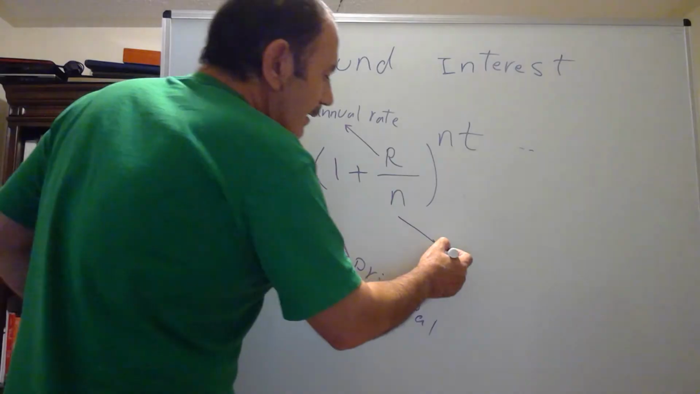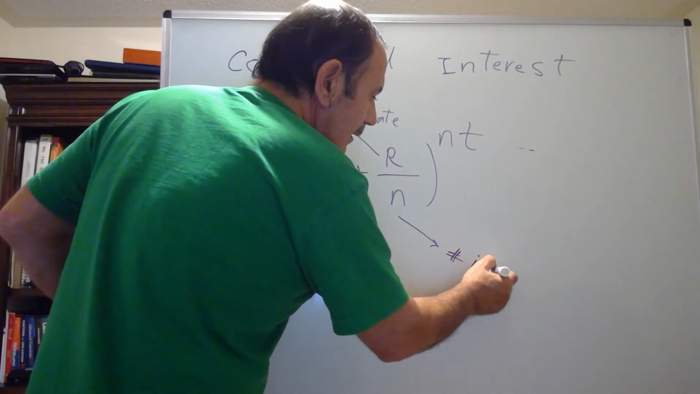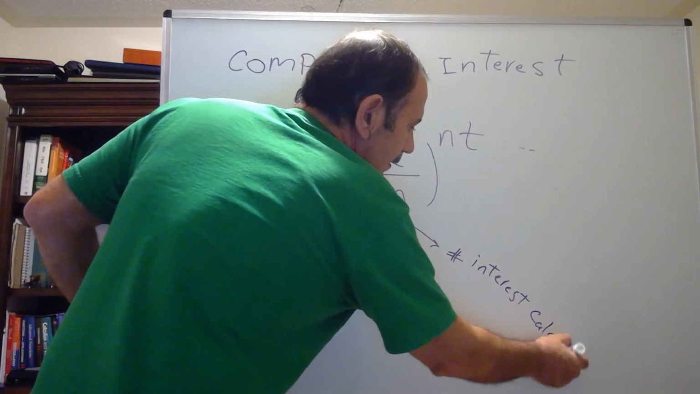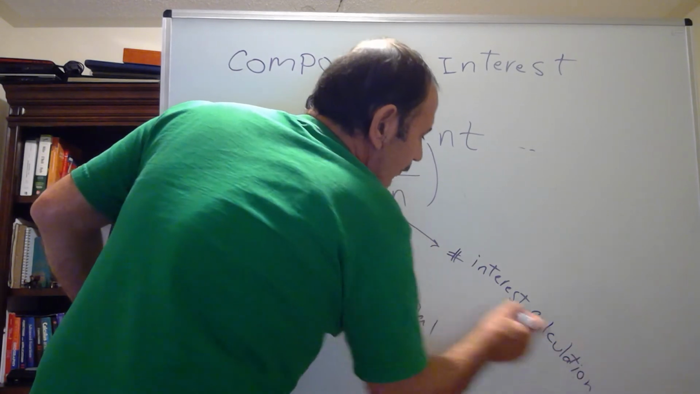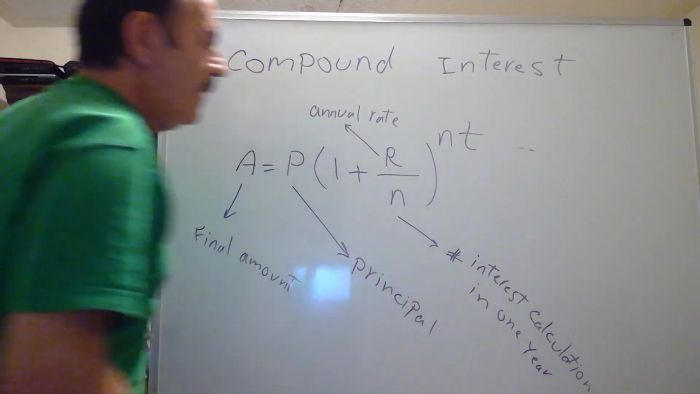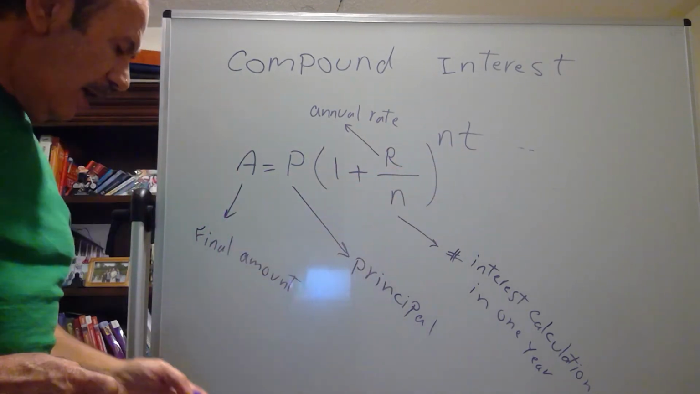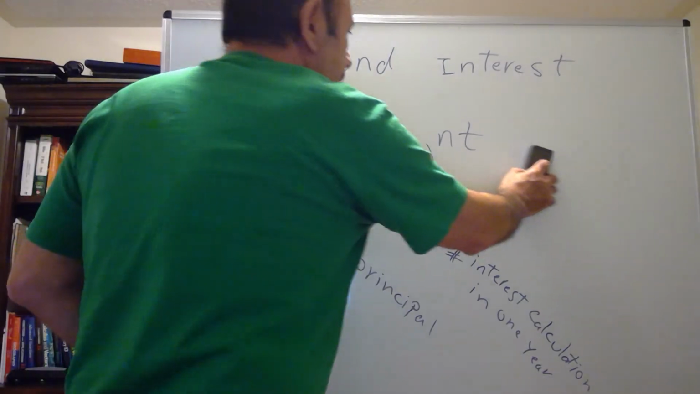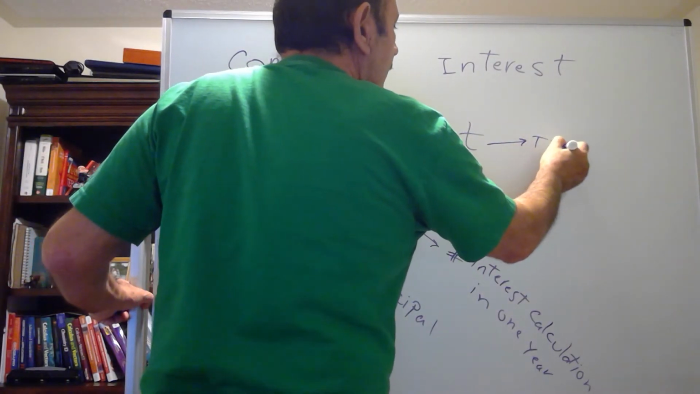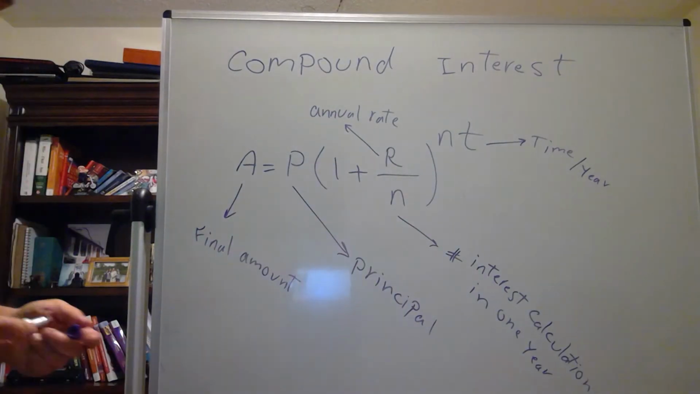So n is the number of compound interest calculations in 1 year. And the same n is here. T is time per year. T is time per year: 2 years, 3 years, 4 years, and so on.